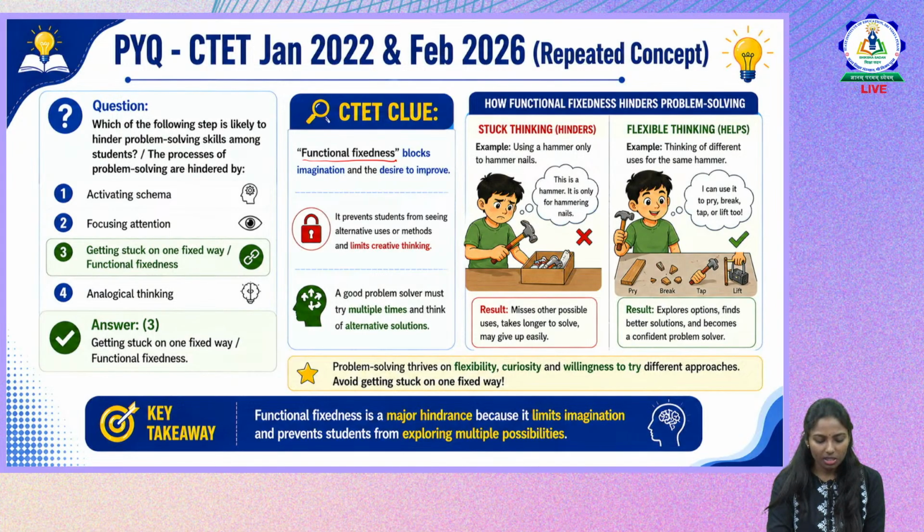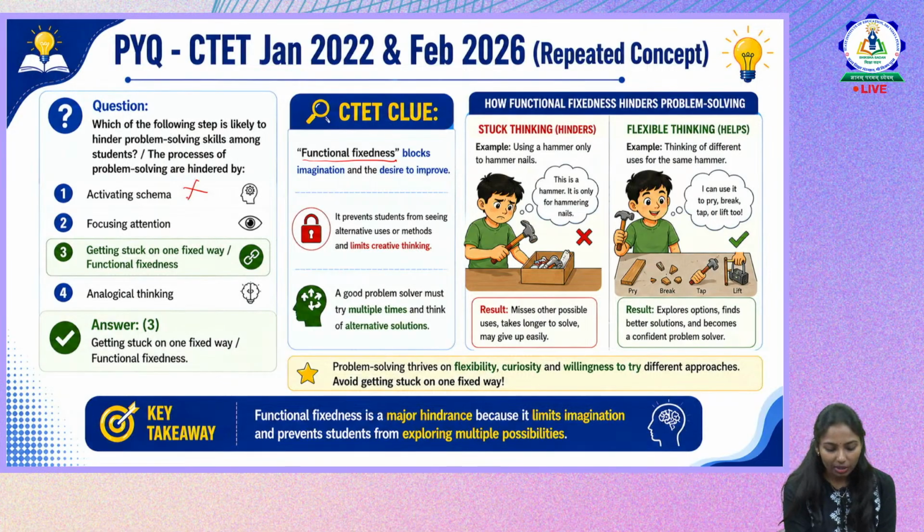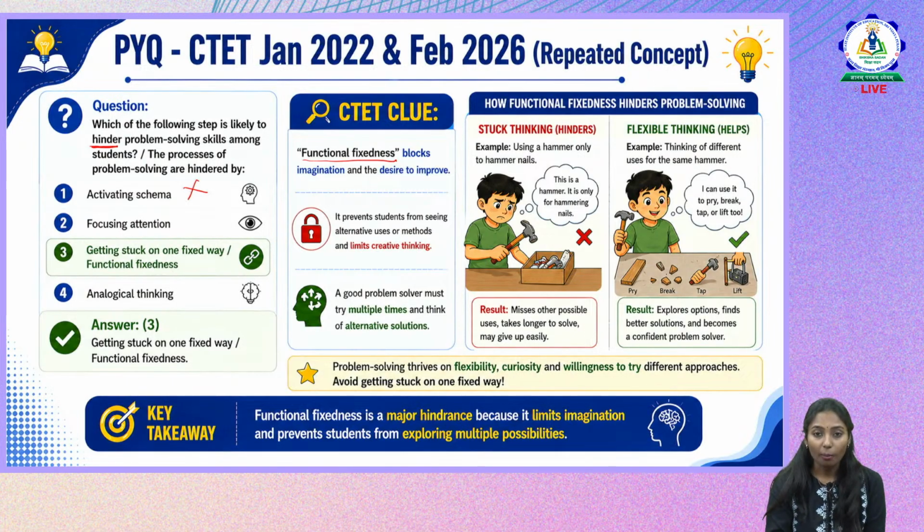So हम अभी जाते हैं options में. Activating schema. Activating schema is nothing but what all previous knowledge you have regarding that. So previous knowledge will never hinder your problem solving skills. So you can eliminate that option. See, you have to read the question. It's like hinder problem solving skills. So which is stopping from developing problem solving skills. So focusing attention. Yes, we need focused attention when we are solving problems. So this is not hindering.